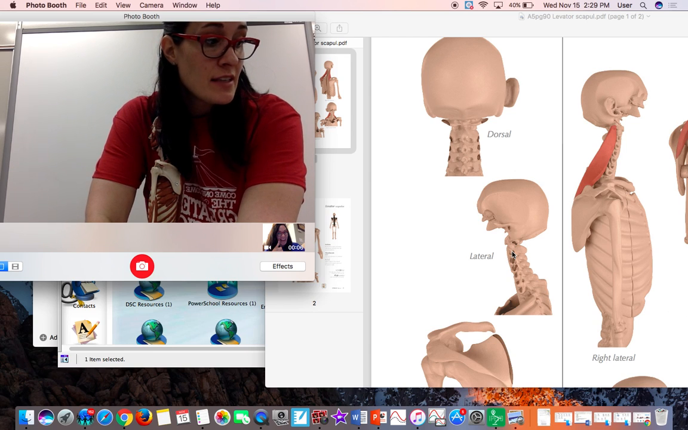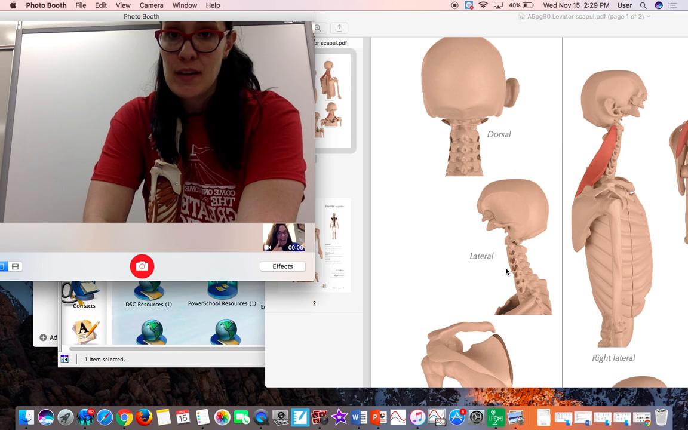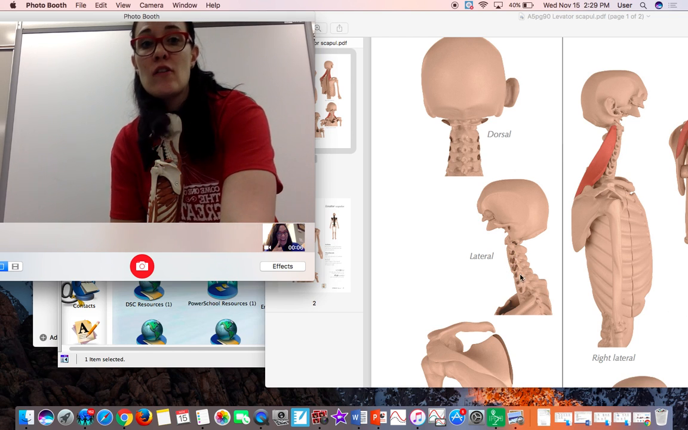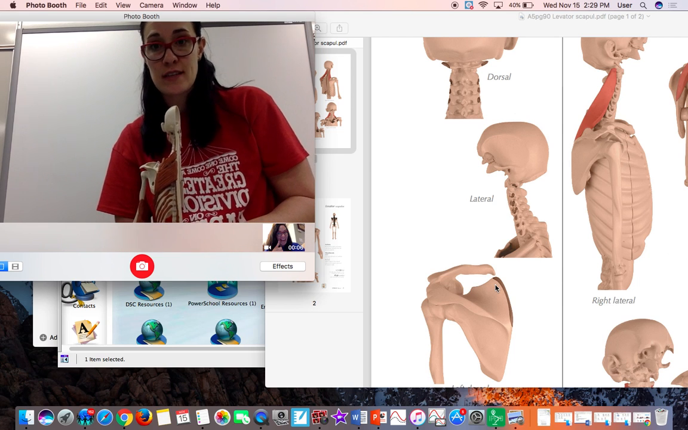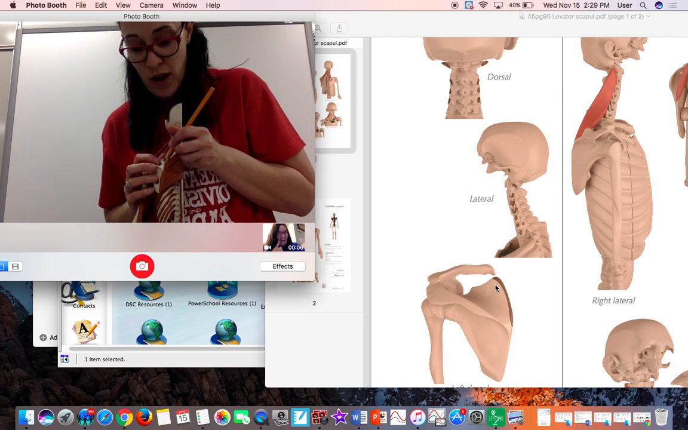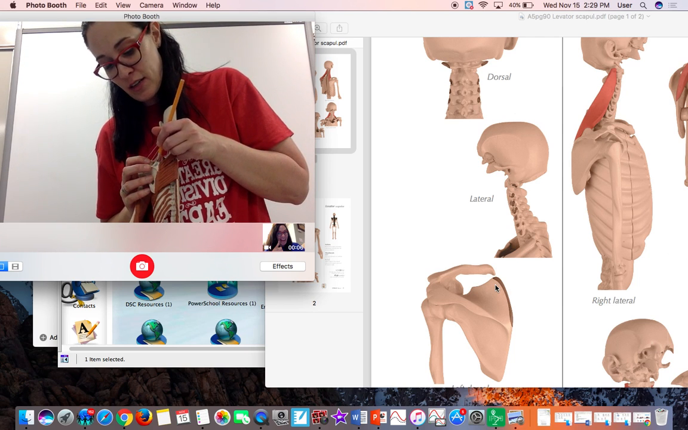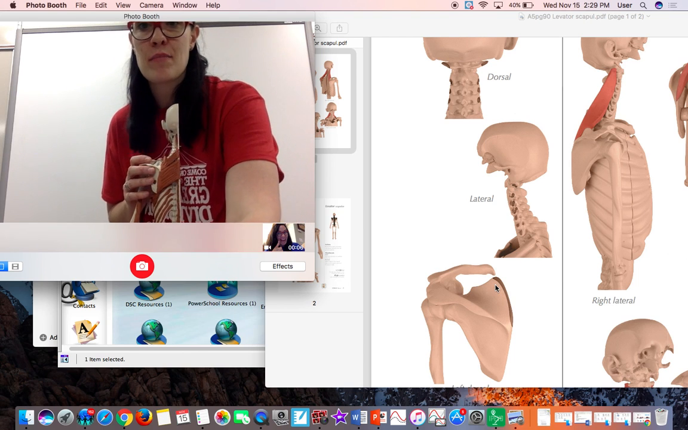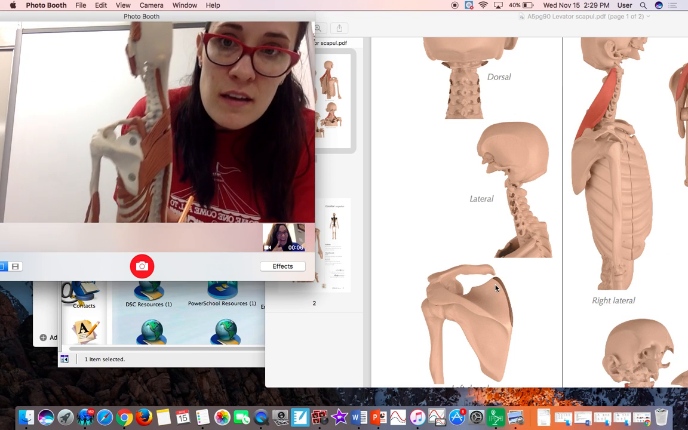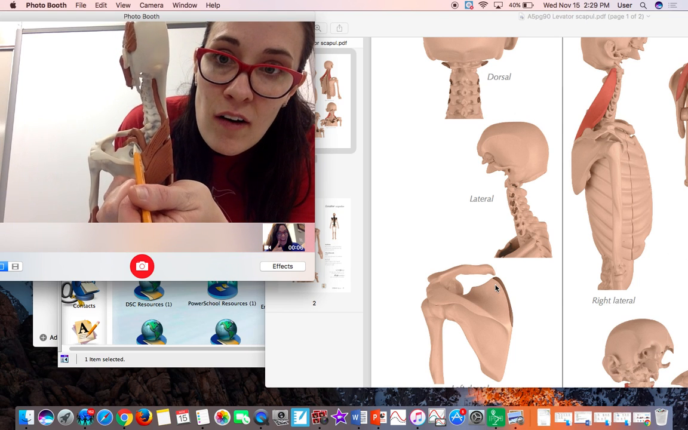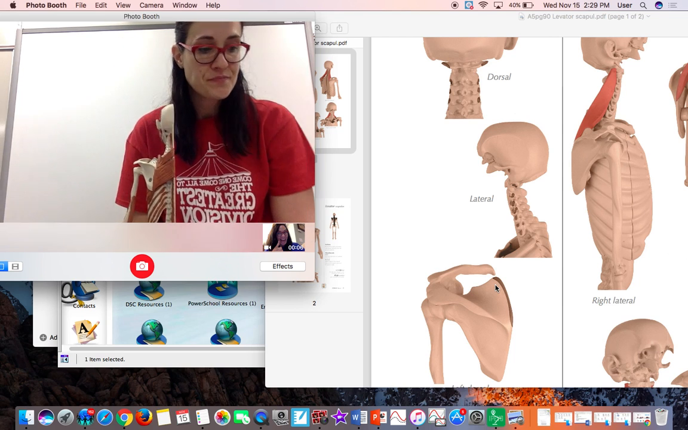It inserts at the superior medial border of the scapula on the superior angle. We can see that right there. So it's essentially the part of the scapula on the medial side that you have not covered in clay already by the rhomboids, including the little angle on the top. So let me see if I can get that closer so you can see that I colored in all this area right here is the insertion point of the muscle.